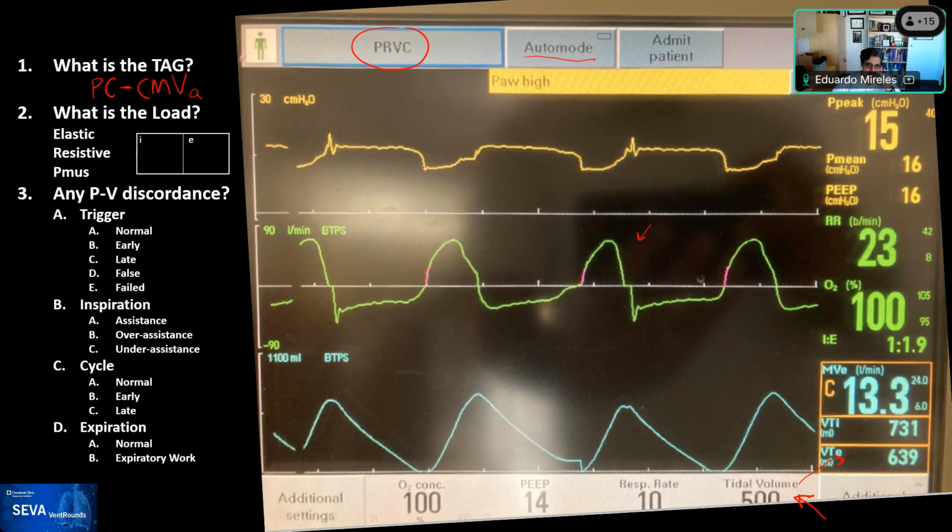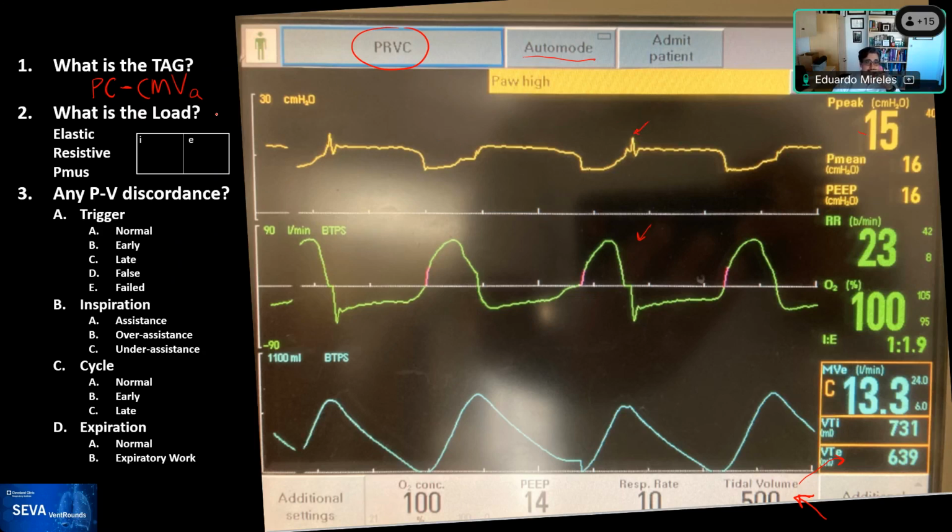Roberto? Yeah, so notice that the peak pressure is 15 and the PEEP is 4. 14, I mean. Mm-hmm. So that 15 is that little spike you're seeing there, right? This one. Yeah.